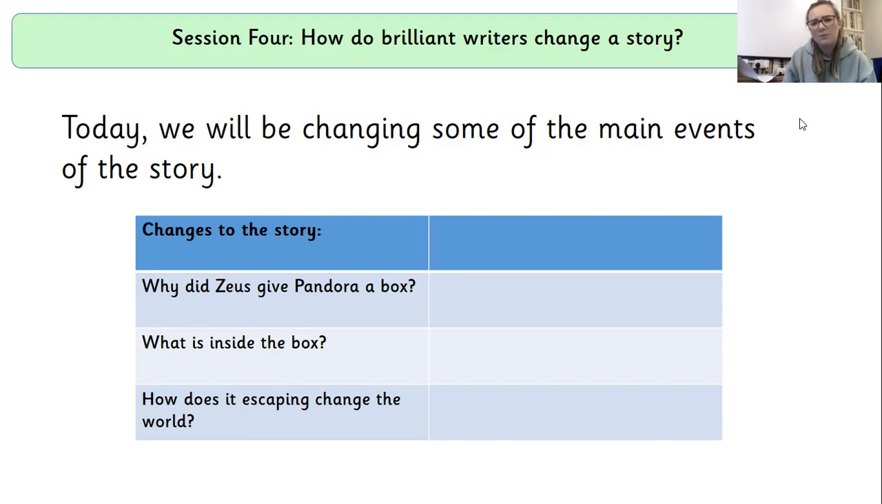Because she helps other people, or because she's been behaving really well, she deserves a gift. So have a think, why could Zeus give her a box this time? Now, another change we're going to make is what actually is inside the box.